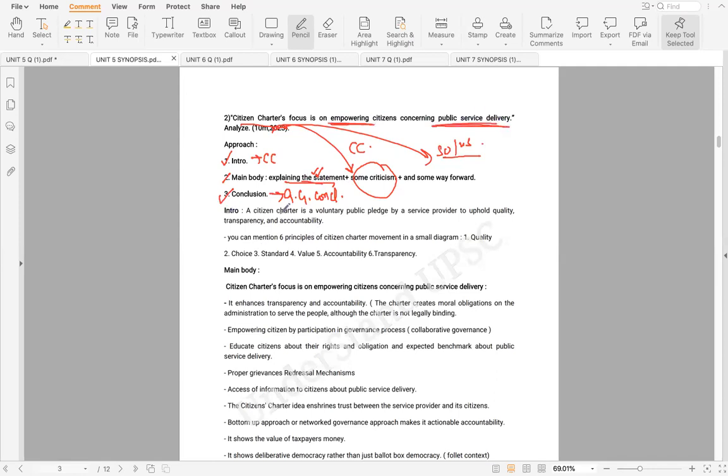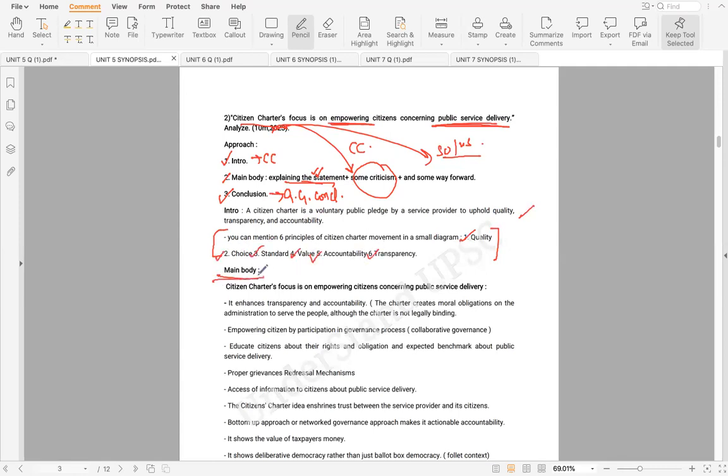Okay. Basic introduction of citizen charter is a voluntary public pledge by a service provider to uphold quality, transparency, accountability. You can try to mention the 6 principles of citizen charter movement in a small diagram if you wish to do so. Make a small diagram. Quality, choice, standard, value, accountability, and transparency.